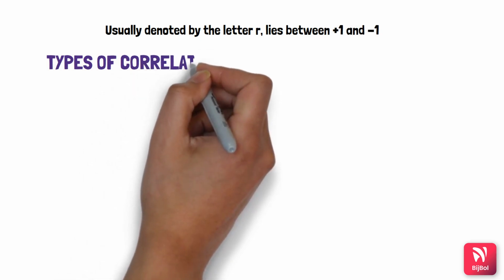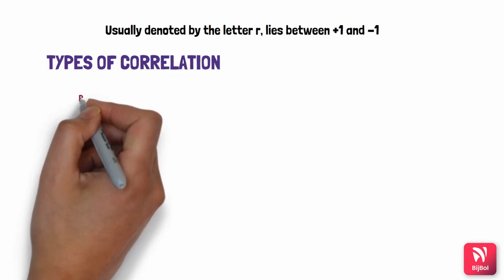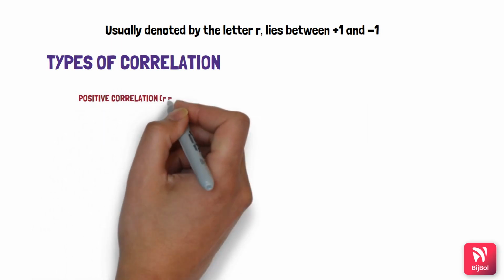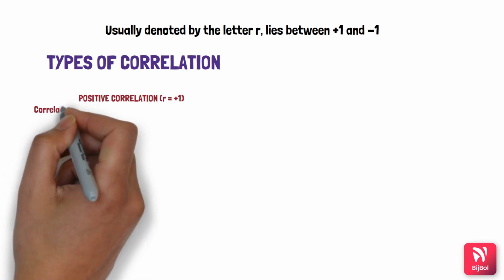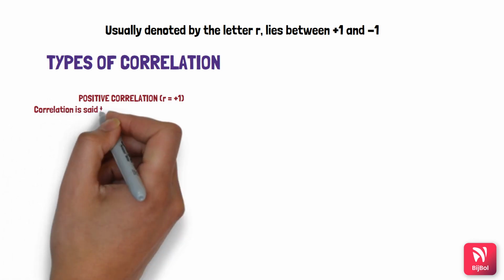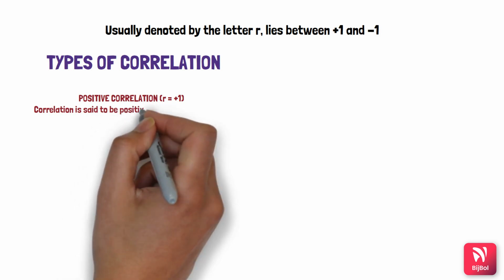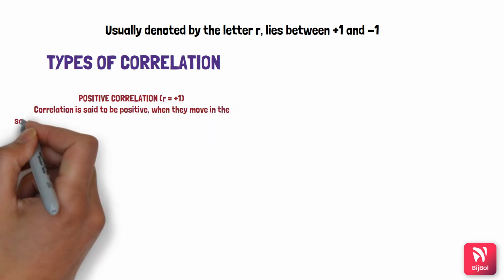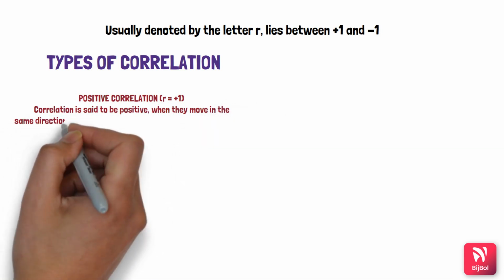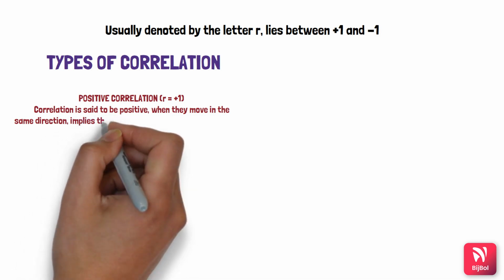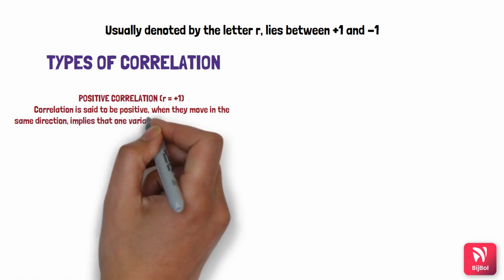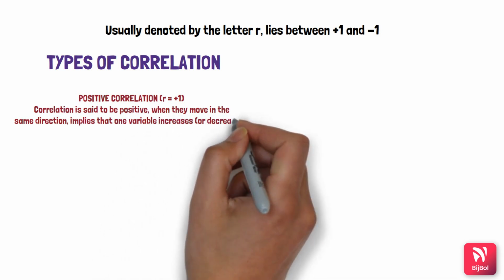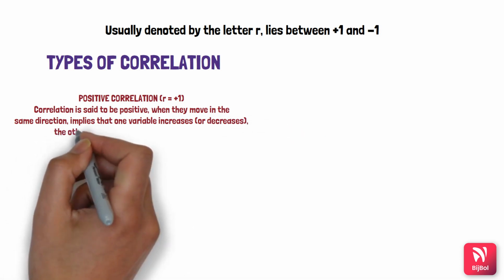Now let us see the various types of correlation that we can have. You have a positive correlation when R is +1, and a negative correlation when R is -1. Let us see the positive correlation first. Here the correlation is said to be positive when the variables move in the same direction. It implies that when one variable increases or decreases, the other variable also increases or decreases.